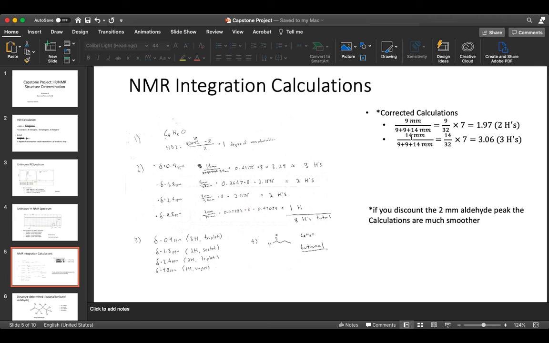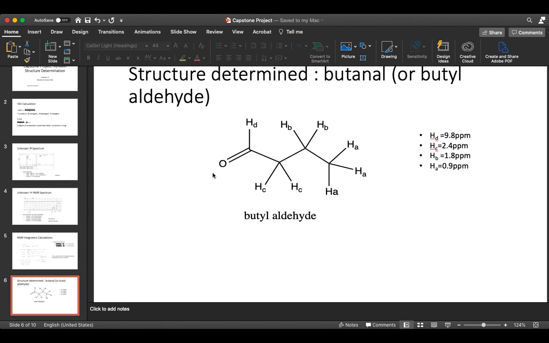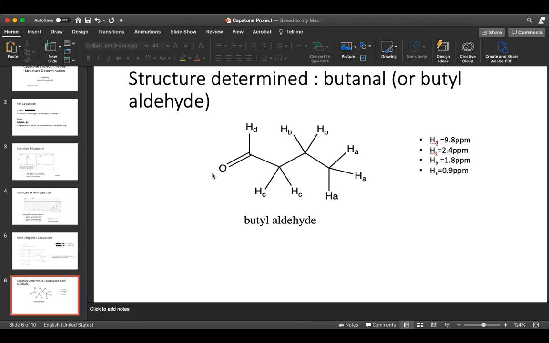The same goes for the 14 millimeter peak at 0.9 parts per million. That's just about 3 hydrogens. So now we know that our ratio of hydrogens is 3 hydrogens, 2 hydrogens, 2 hydrogens, to 1, accounting for 8 hydrogens total. Therefore, and I'll get into this, we can determine that the structure is butanal, or butylaldehyde.